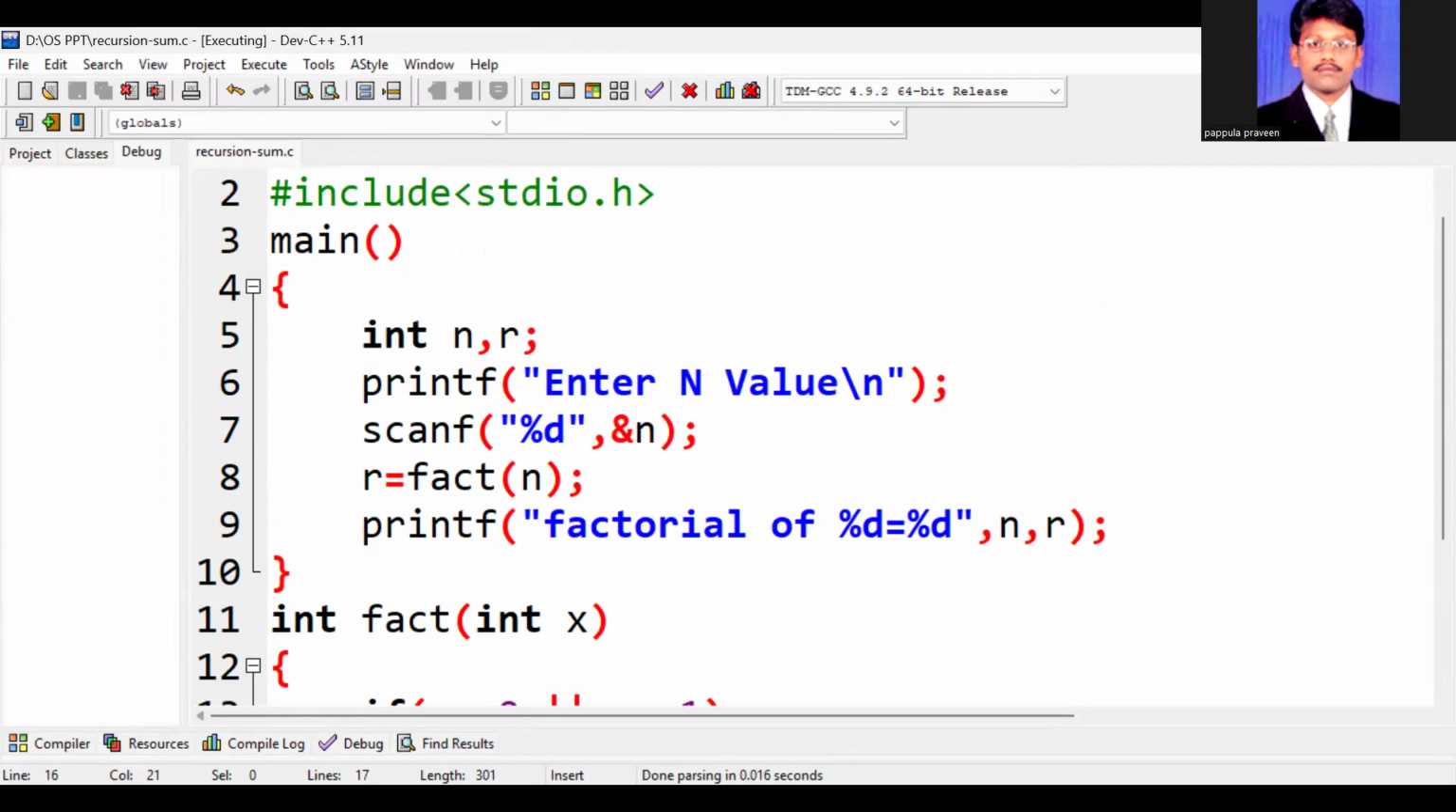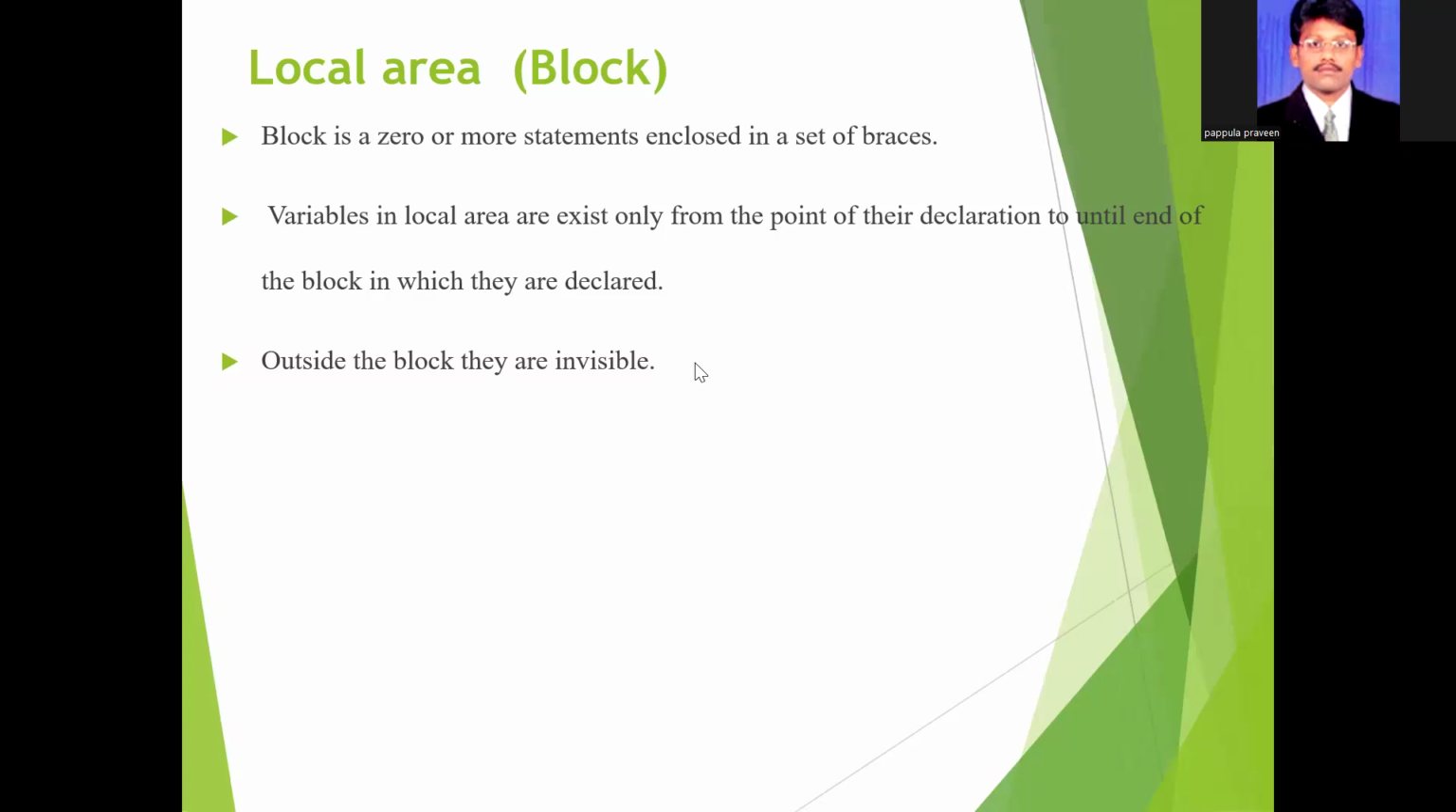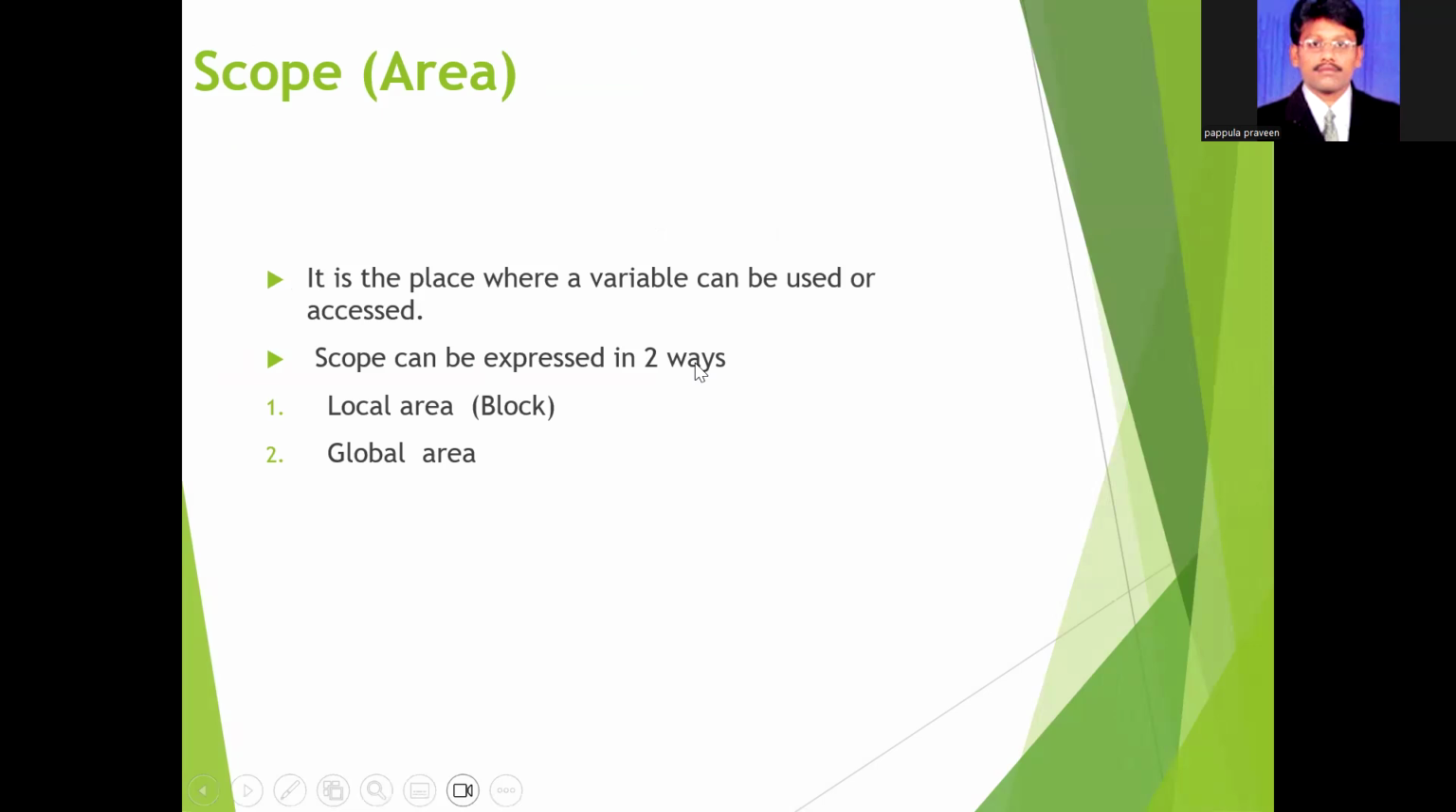Recursion. The next concept is printing the local variable and the global variable. What is called the local area and the global area? See, what is the scope of the variable? Scope of the variable is of two kinds: one is local area and one is global area.